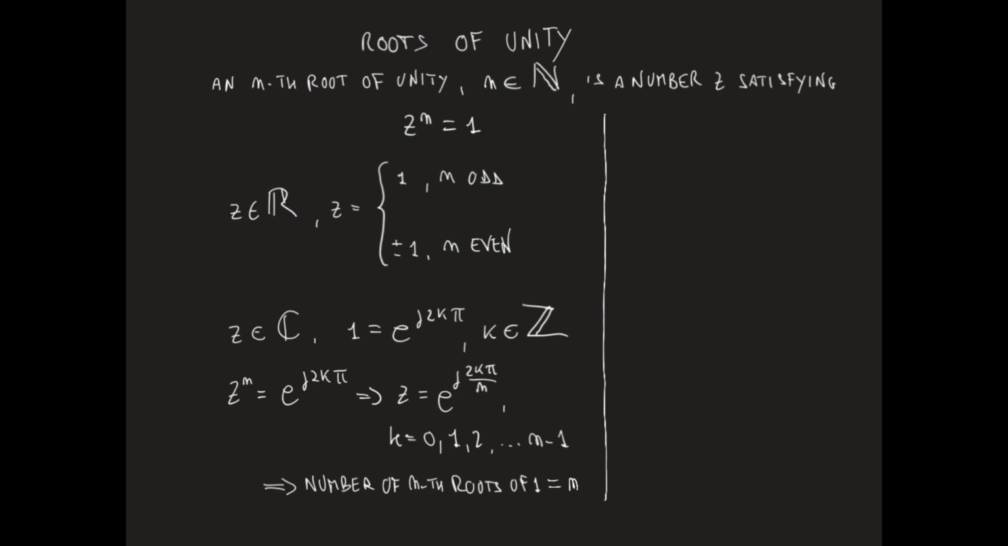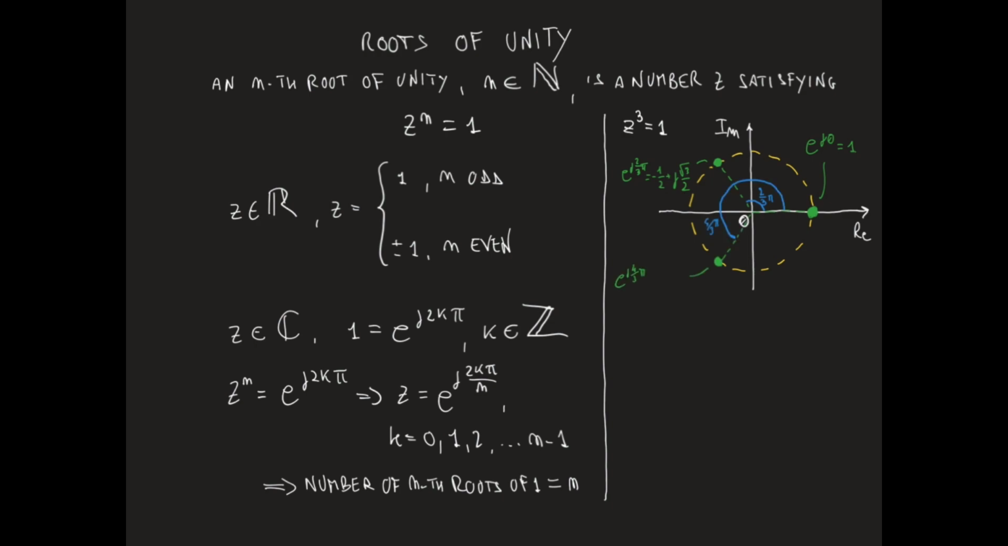Consider, for example, the equation z to the third power is equal to 1. This equation has three solutions in the complex field: e to the j 0, which is equal to 1, e to the j 2/3 pi, which is minus 1/2 plus j the square root of 3 divided by 2, and e to the j 4/3 of pi, which is equal to minus 1/2 minus j the square root of 3 divided by 2. Of course, all the solutions are on the unit circle in the complex plane.